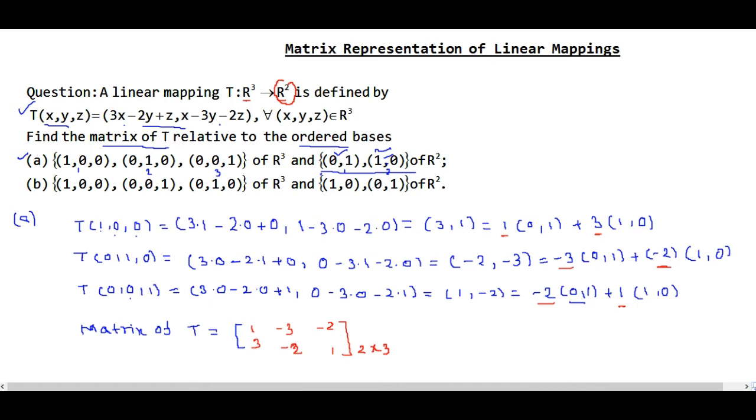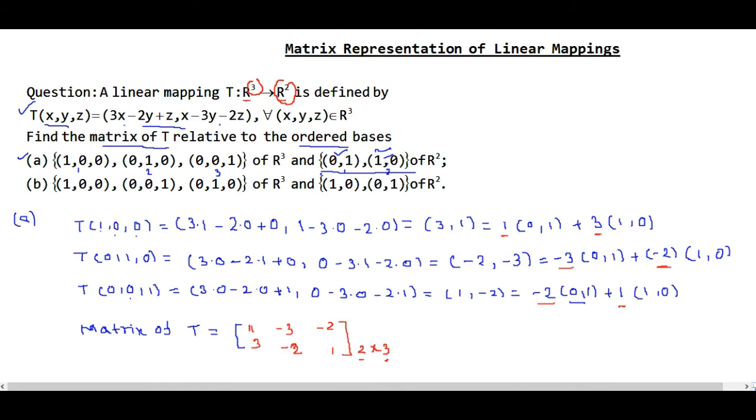Because we have 2 over here, the first number is the dimension of the codomain set, we get 2, and the 3 comes from the domain set, 3. So we get a 2 by 3 matrix, whose first column is the combination of T of 1 0 0, and the combinations of 0 1 and 1 0, we get in this way.